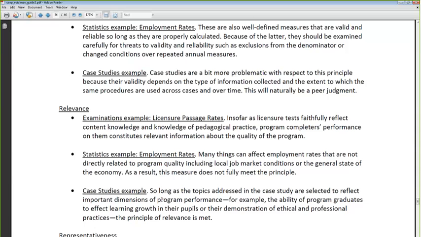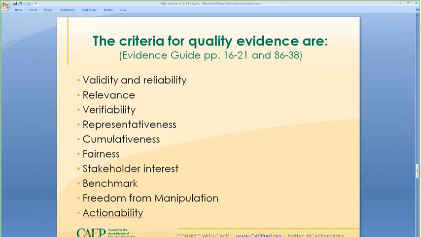So to go back to our example of looking at candidate performance on meeting the needs of learners with special needs, okay, meeting the needs of all learners, that would be an important dimension of program performance and highly relevant, okay, to your self-study and to the evidence and to meeting the standard. So there you go. I would suggest that if you're considering submitting a case study, to spend some time on this appendix. It would be time well spent. And again, that appears on pages 36 to 38 of the evidence guide.